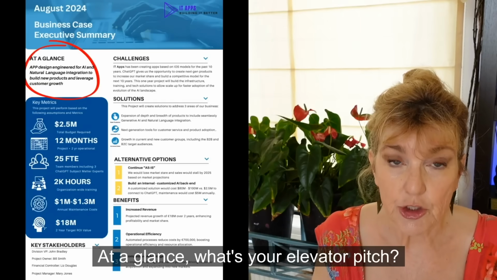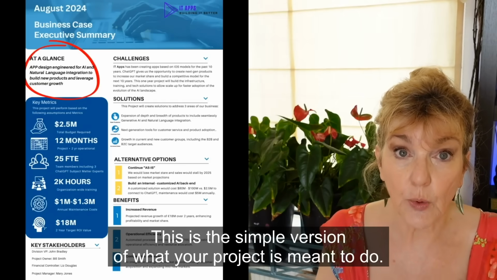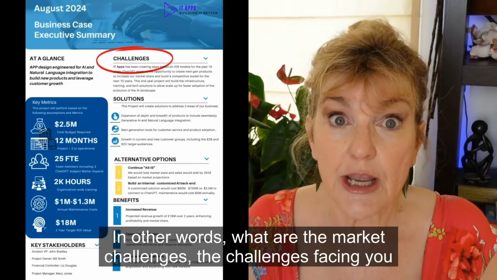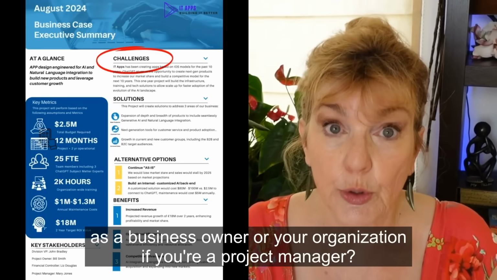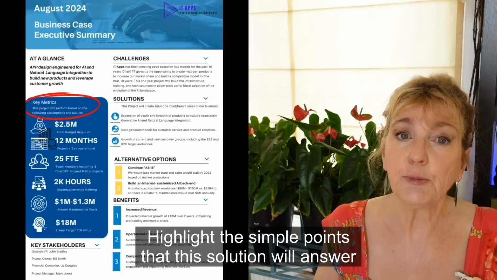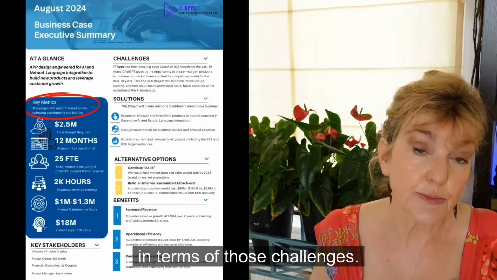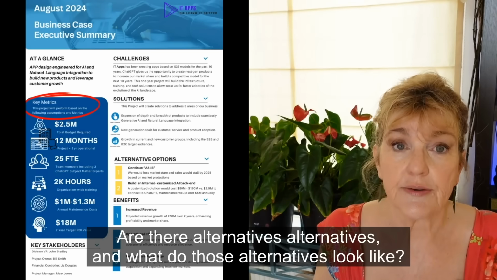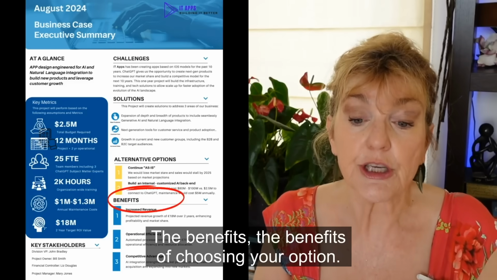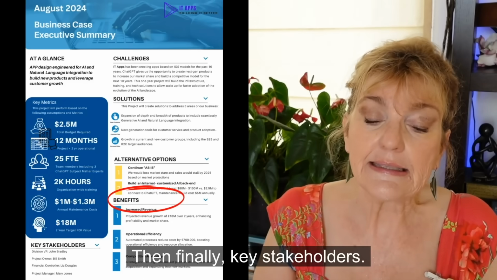What's your elevator pitch? This is the simple version of what your project's meant to do. What are the challenges? In other words, what are the market challenges, the challenges facing you as a business owner or your organization if you're a project manager? Go through the solution. Highlight the simple points that this solution will answer in terms of those challenges. Are there alternatives? And what do those alternatives look like? The benefits of choosing your option. And then finally, key stakeholders.